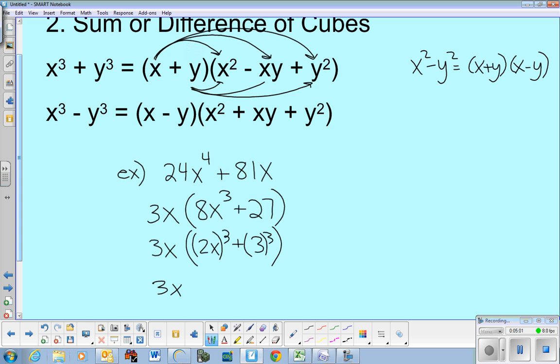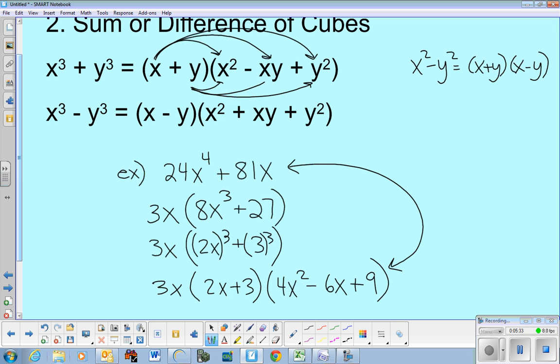But this sum of two cubes is going to factor where my x from the formula above is actually 2x, and my y is a 3. So my first term is x plus y. So that's 2x plus 3. And then x squared, which is going to be 4x squared, minus xy, so that's minus 6x, plus y squared, which is plus 9. And these two things are equivalent.